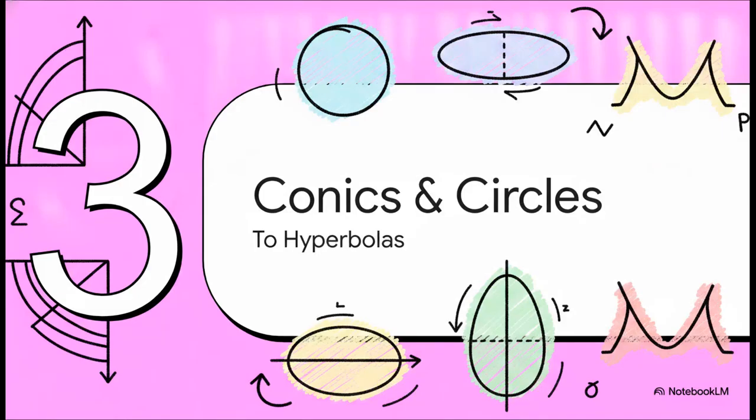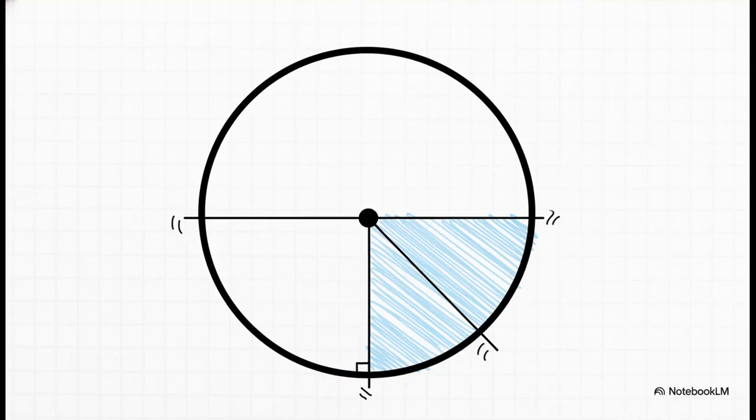All right, section 3. We're bending those lines into conics, circles to hyperbolas. Think about a circle, it is perfectly symmetrical. Whether you use the standard equation or the general expanded equation, your ultimate goal is always exactly the same. Hunt down the center coordinates and find the radius. Once you have the center and the radius, you own that circle.